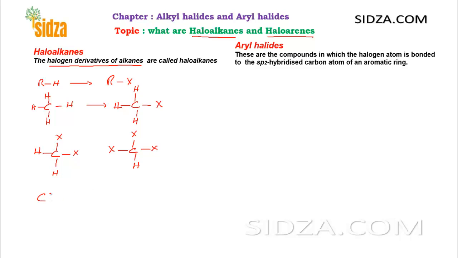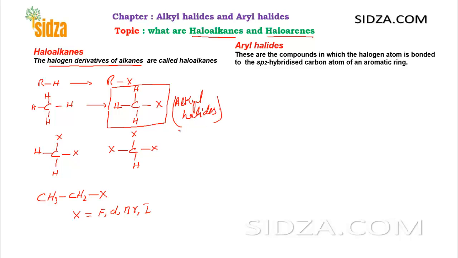Similarly, we can have CH3-CH2-X, and this halogen can be anything. It can be fluorine, chlorine, bromine, or iodine. So these are the haloalkanes. Here in this case we got only one halogen atom, so this is a monohalogen derivative, right? The halogen derivatives of the alkanes are also called alkyl halides.